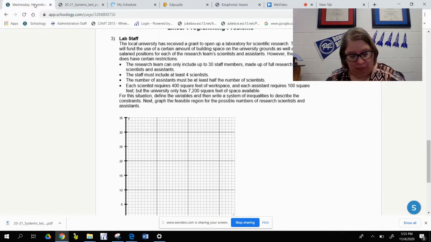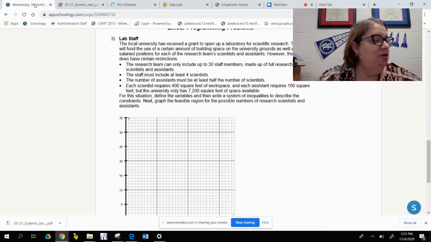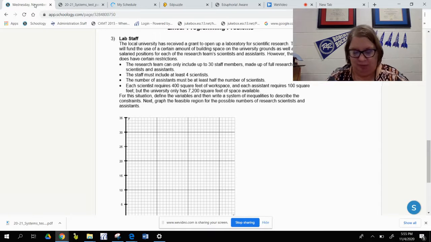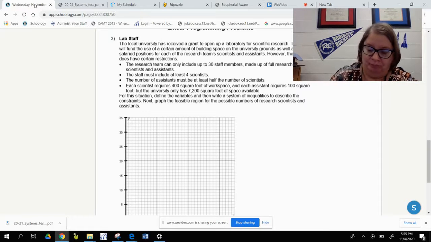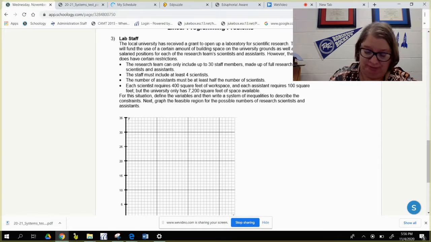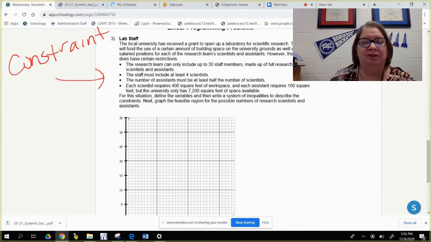Somebody the other day had asked for a real world use. When are we ever going to use this? This is one time when this linear programming or system of inequalities is used. So you had this problem that says lab staff. And if you remember that military rations problem, what we did was take each bullet point or each restriction, they're called constraints. It's each one of those bullet points, and we're going to write an inequality for those.